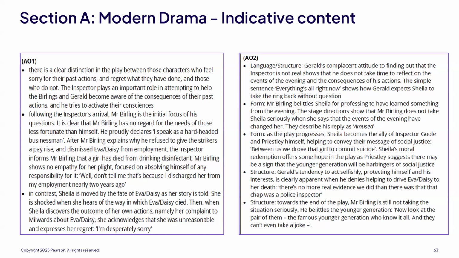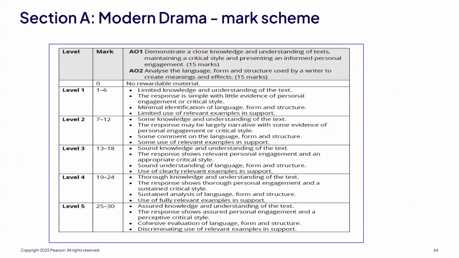Okay, and moving on to the indicative content. We're obviously looking at AO1 and AO2. I'm not going to read through this because we've worked with both of these assessment objectives before. Obviously here we've got a different mark tariff, so there are different marks for each of the levels. But just a reminder here that we're looking at 4 bullet points. Knowledge and understanding for the first one in each level, personal engagement and critical style in the second one for each level, language, form and structure in the third one for each level, and then the references, the examples, for the fourth one in each level.